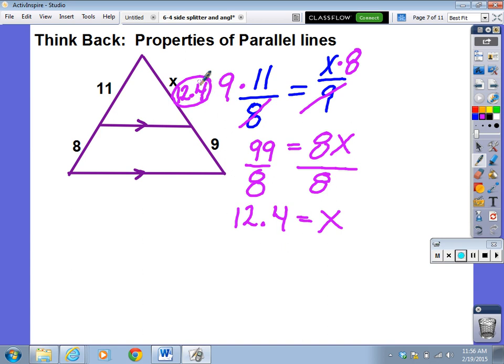Okay, so now we're going to be looking at fancier versions of this. So now think about it, guys. I want you to think about it. Parallel lines, they are continuing forever, right? So we could just extend this out because these parallel lines are really going forever this way.